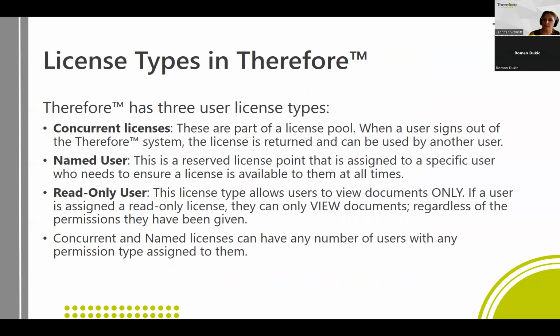Now let's move on to a slightly different but related topic in Therefore, which is license types. As I'm sure many of you already know, there are 3 different types of user licenses available in Therefore: concurrent, named, and read only. Concurrent and named licenses can have any role. The only difference is that a concurrent license is part of a license pool. So when a user stops using Therefore, the license is returned and can be used by another user. In contrast, the named license is tied to a specific user and can only be used by that person. Thus, it's a license type typically reserved for people who need to use Therefore very regularly.